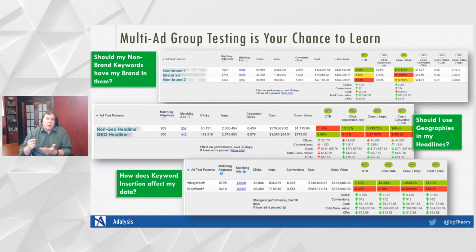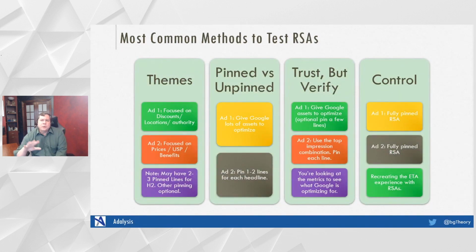Now, sometimes you'll want to do this pinning in headline 1 if you want to test, should we use geographies in our headlines? Generally, that's a headline 1 thing, not always. So again, you could pin 1 to 3 headline 1s with geographies. A second ad, 1 to 3 headline 1s without geographies. Test them out.